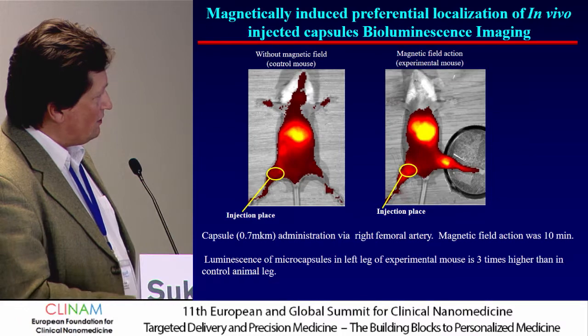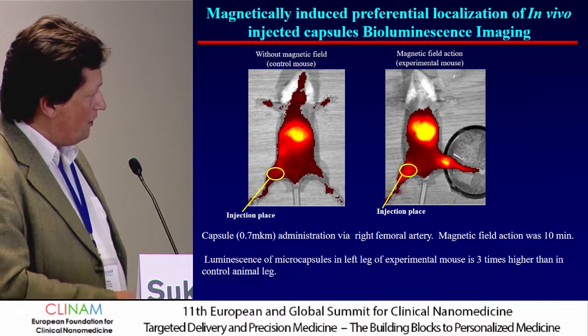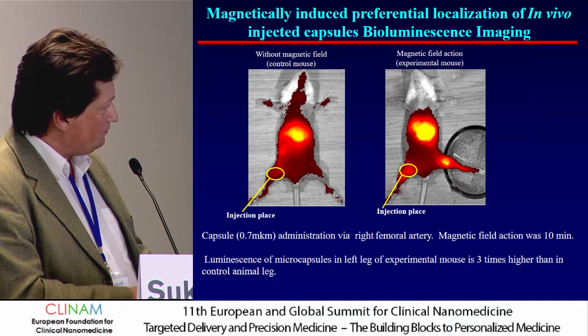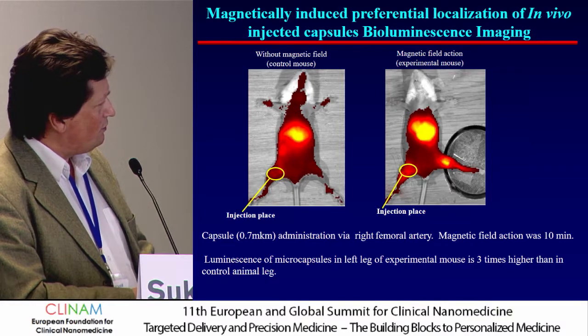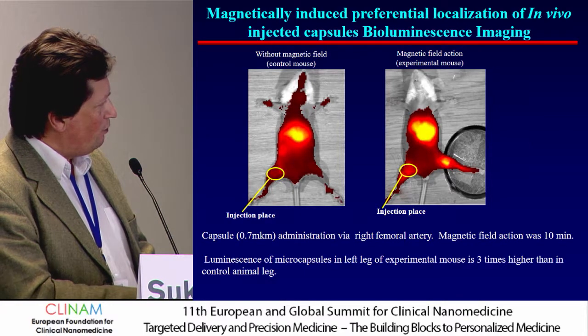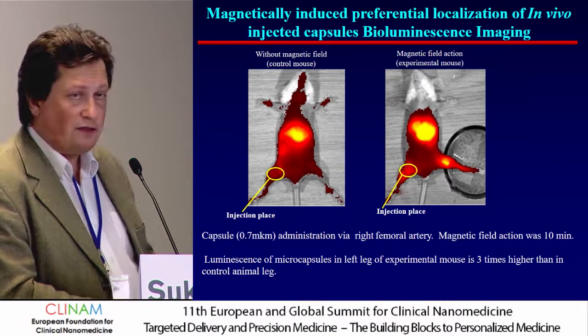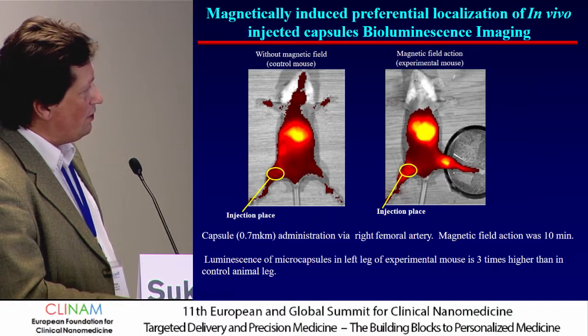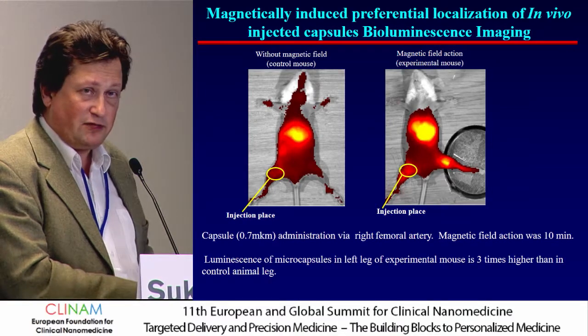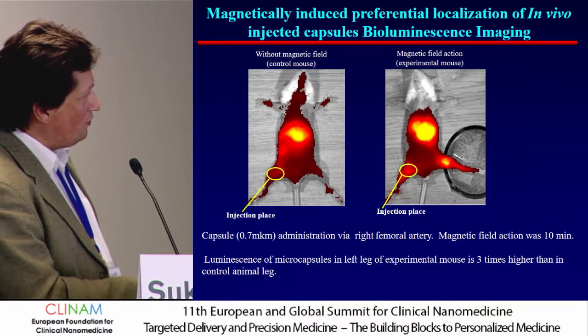We have also done experiments on mice. We injected magnetic capsules in one leg. We put the magnet inside the bioluminograph, and you could recognize it simply. What we found is just a fridge magnet. You can't do much about this.